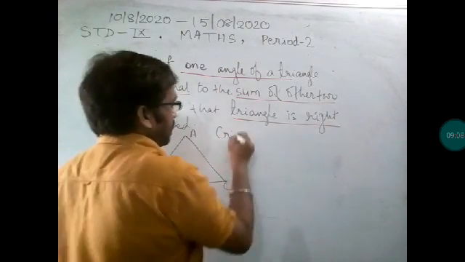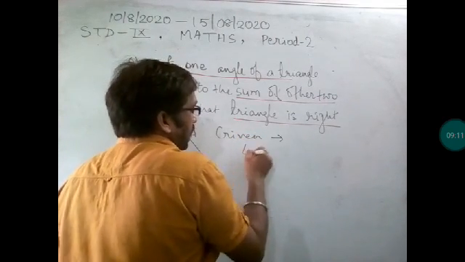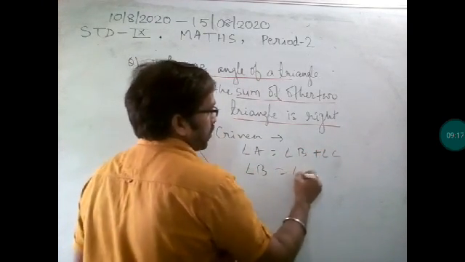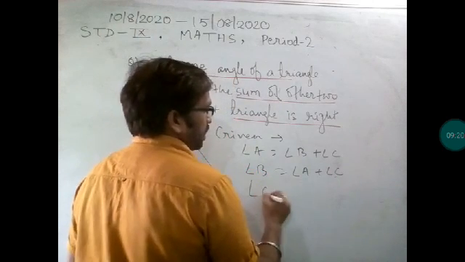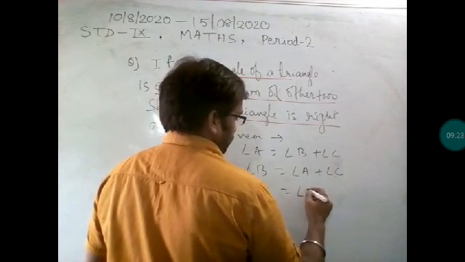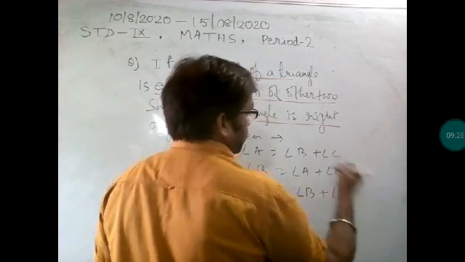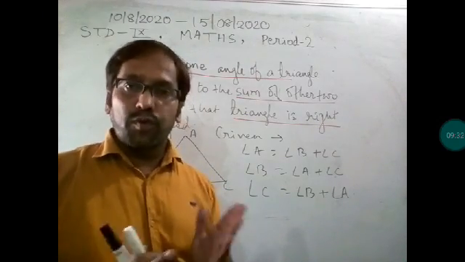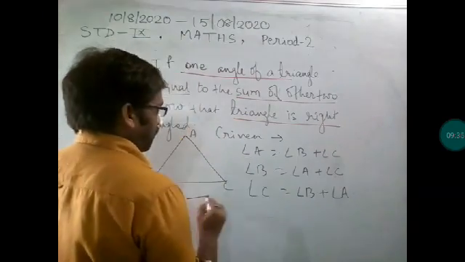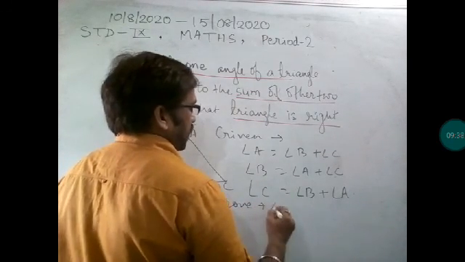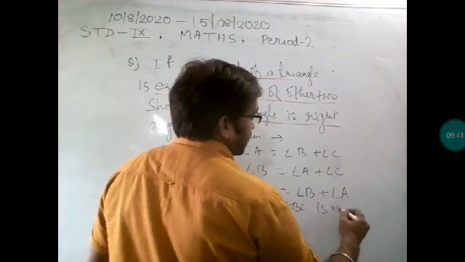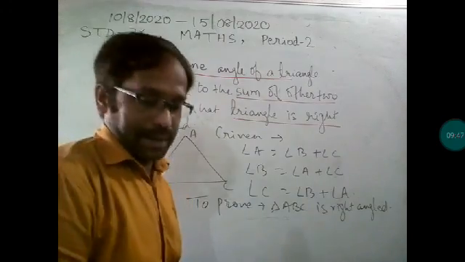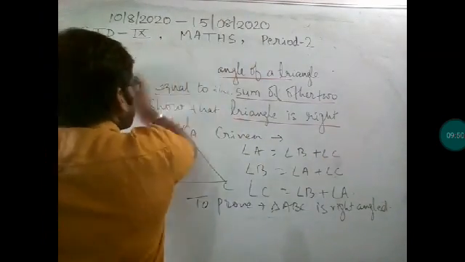So they have given that this is one triangle ABC in which angle A is equal to the sum of the other two, means angle B plus angle C. Similarly, angle B is equal to angle C plus angle A, and angle C is equal to angle A plus angle B. These things they have given. Now what we have to prove? We have to prove that the triangle is a right angled triangle. That means if any one condition is satisfied, then it will become right angled.